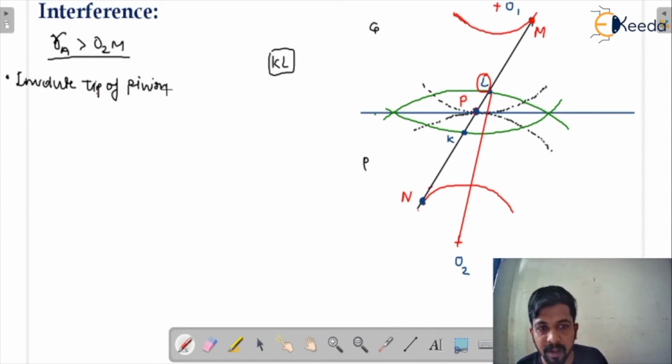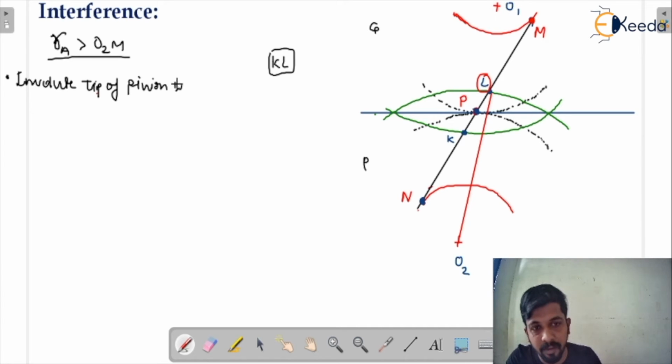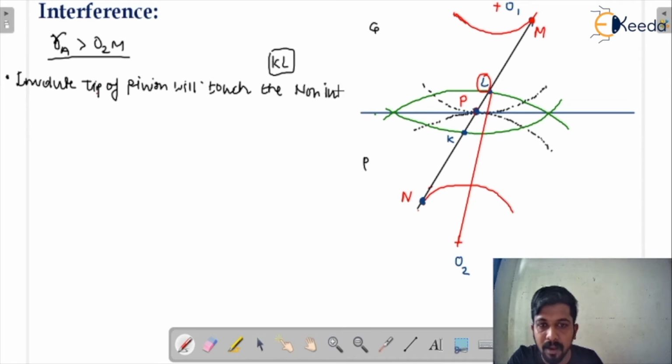The involute tip of the pinion will touch the non-involute flank portion of the gear, because this is the gear and this is the pinion. The involute tip of the pinion will touch the non-involute flank portion of the gear, because the non-involute portion is below the base circle.